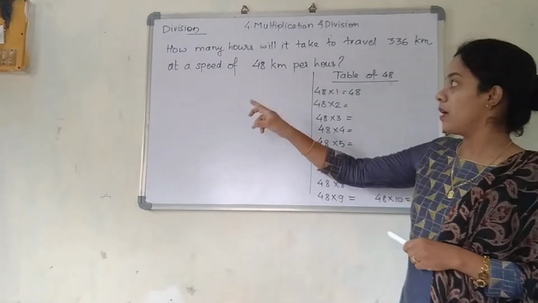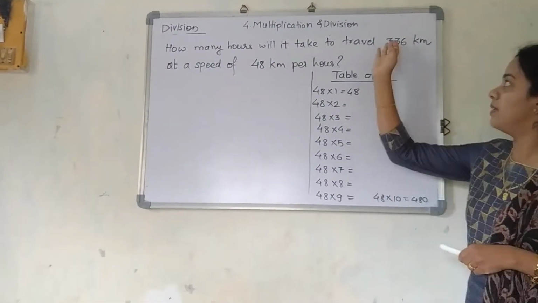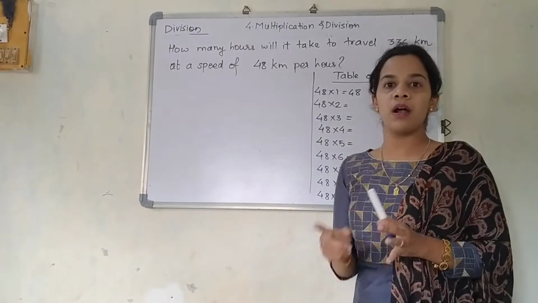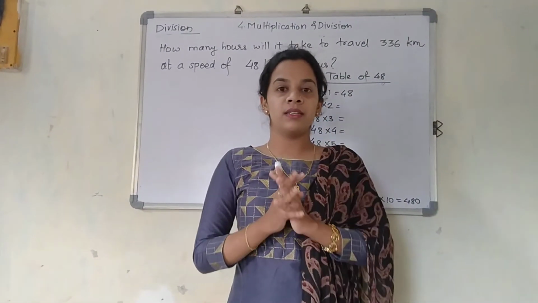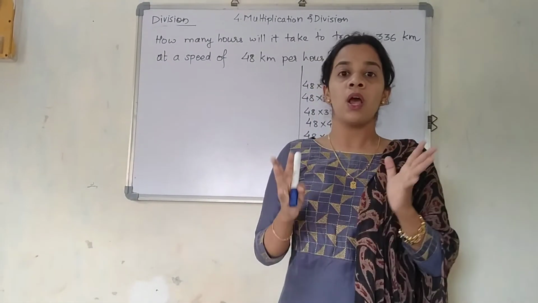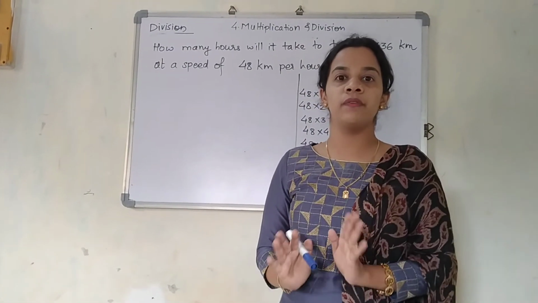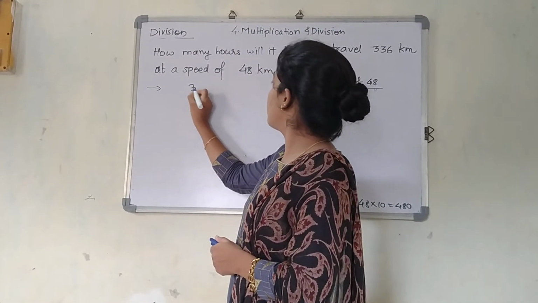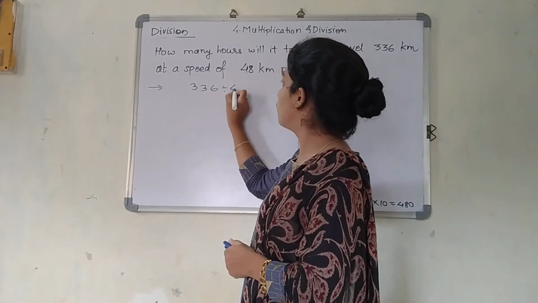So just you can see over here, how many hours will it take to travel 336 km at the speed of 48 km per hour. Per hour means in 1 hour. When they are telling you to find for one value, each, one, per, always you are supposed to do the division part. So here we are supposed to divide, that is 336 divided by 48.